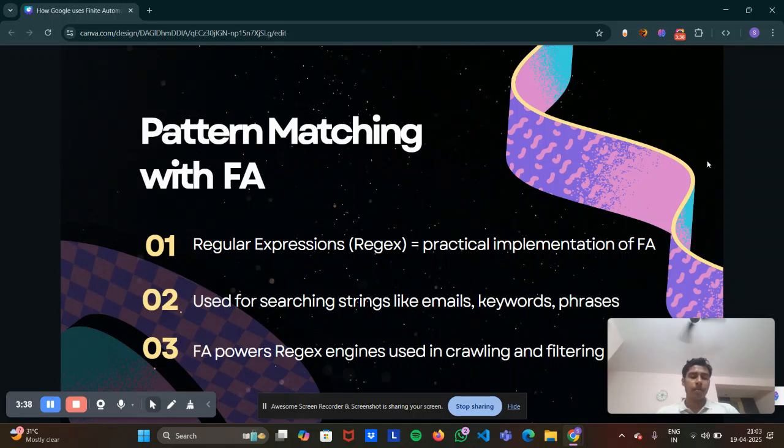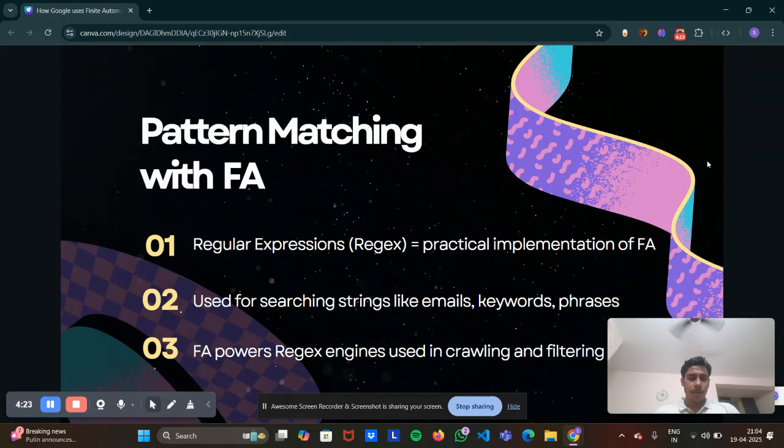Pattern matching with finite automata. Pattern matching is where finite automata really shines. Let's consider regular expressions or regex, which are often used for searching and extracting data. At the core of every regex engine, there is a finite automaton. Whether it's finding all email addresses on a page or locating keywords, the underlying mechanism is essentially a finite automaton scanning the input characters and transitioning through states. This allows Google crawlers to quickly identify specific content and ignore irrelevant text, streamlining the crawling and indexing process.